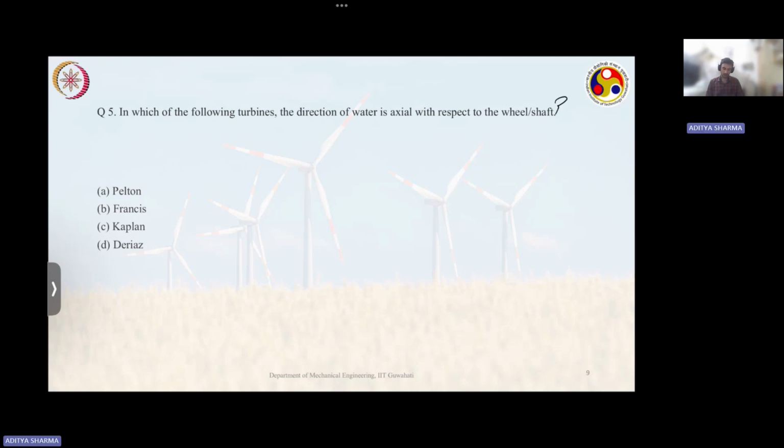Question number five says: in which of the following turbines is the direction of water axial with respect to the wheel or shaft? So whether this is Pelton, Francis, Kaplan, or Darius.